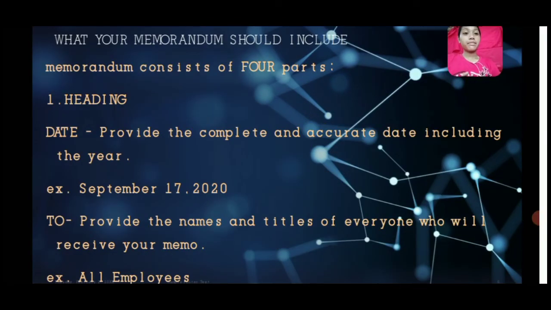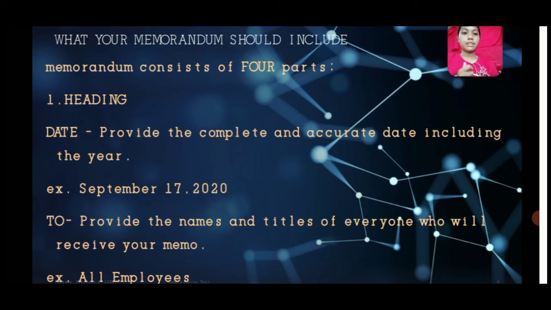So after the definition and the purpose of memorandum, let's now tackle what your memorandum should include. Basically, a memorandum consists of 4 parts: the heading, the opening, the body, and the closing. Let's first tackle the heading. The heading identifies for whom the memo has been written, who is sending it, the date, and the subject. The subject line serves as the memo's title.